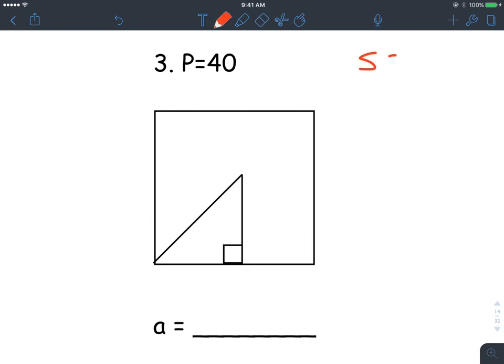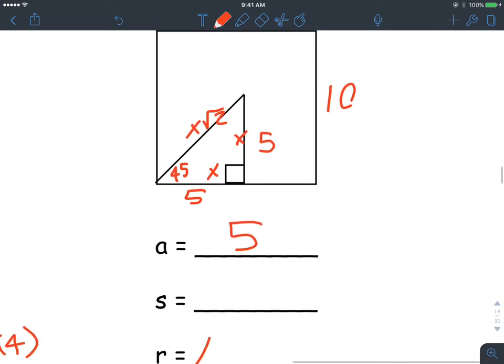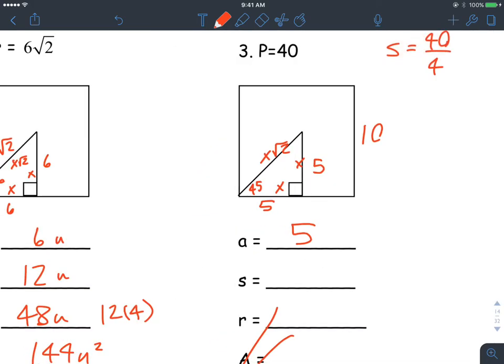So to find a side, I just go and do the 40 divided by 4. So that means each side is going to be 10. So therefore a half side will be 5. And once again, 45, 45, 90. So you got x root 2. So x is 5. That means the other x is 5, which means your apothem is 5. Apothem going up and down. Radius would be 5 root 2.